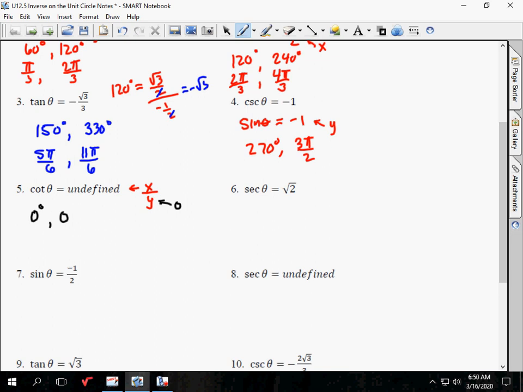And then it's also 0 directly across. That's at 180 degrees and pi.